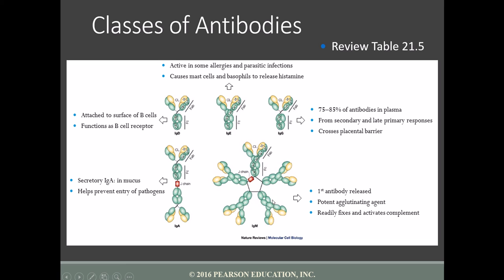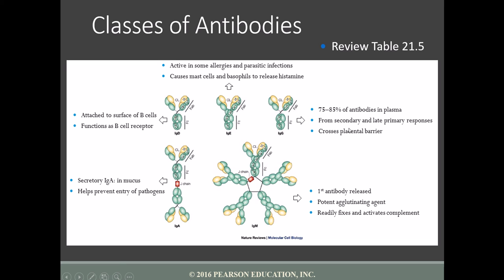first antibody that typically gets released. So very early on in the primary immune response, you're going to see lots of immunoglobulin M circulating in the body. In terms of mechanisms, it's really good in agglutination because it's huge, and it also activates our complement system that we saw earlier.